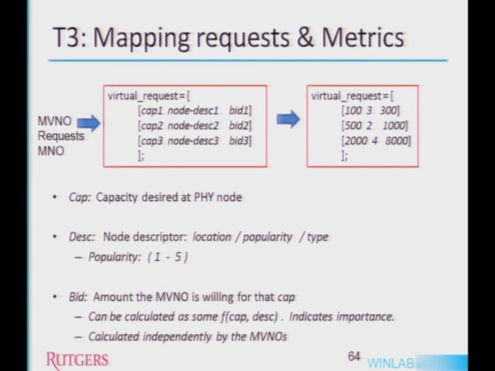This is how our request will look. In this case we are assuming that each virtual request is for 3 points of presence, or 3 nodes on the network, and they specify 3 parameters: a capacity, a node descriptor metric, and a bid. The capacity is the rate which you want at that point, in kilobits per second. You can use different node descriptor metrics like the one I showed in the previous slide, but here we are assuming a popularity metric which goes from 1 to 5. 1 indicates the least popular, 5 indicates very popular. The bid can be computed as a function of the capacity which you want and the popularity. There are different ways in which you can do this.